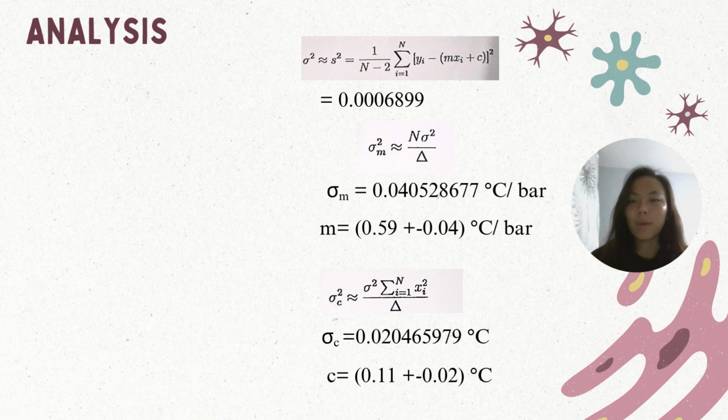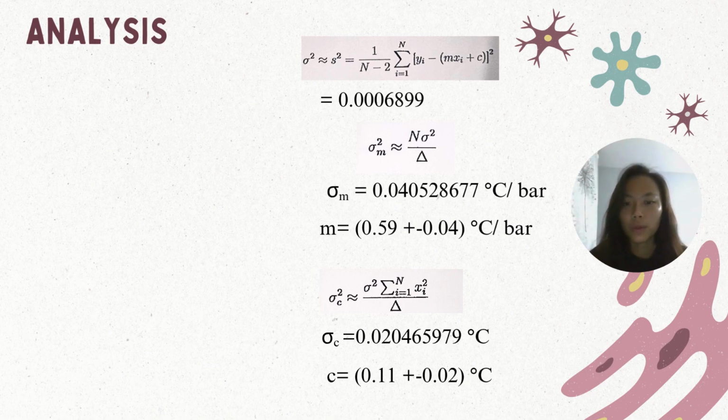This is the second part of the least square method. For the uncertainty of the gradient, we obtain 0.04 degrees Celsius per bar. Thus, the gradient we obtain is 0.59 plus minus 0.04 degrees Celsius per bar for carbon dioxide.